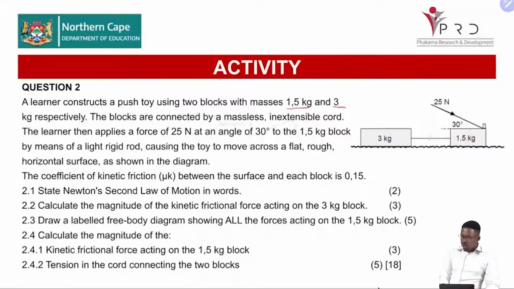This tells you that we are going to have the presence of what? Of tension. The learner then applies a force of 25 newtons at an angle of 30 degrees to the 1,5 kg block by means of a light rigid rod, causing the toy to move across a flat rough horizontal surface as shown in the diagram. When you see the word rough, it is also telling you that we are having the presence of frictional force. The coefficient of kinetic friction between the surface and each block is 0,15.